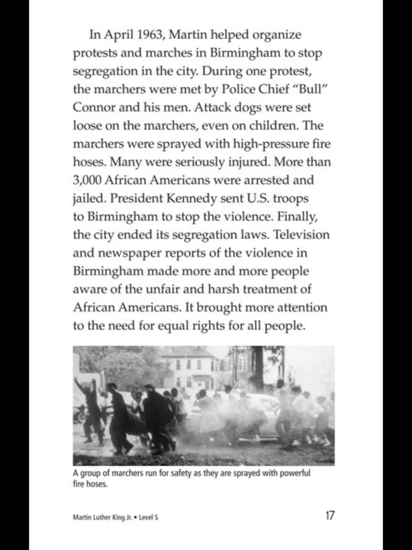Television and newspaper reports of the violence in Birmingham made more and more people aware of the unfair and harsh treatment of African Americans. It brought more attention to the need for equal rights for all people. So pay attention. They were in a march, and then they were sprayed with powerful fire hoses from a fire engine, and attack dogs were set on them. All of this by the police.